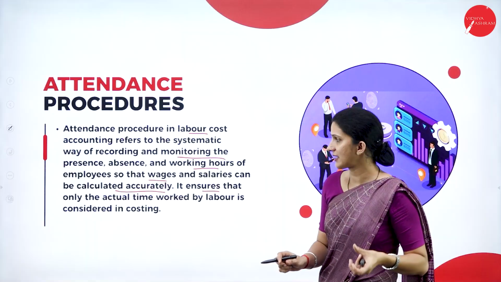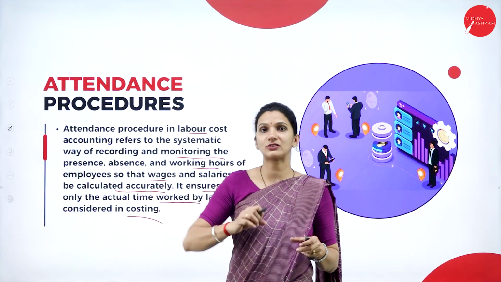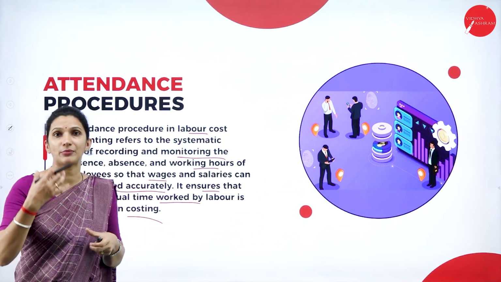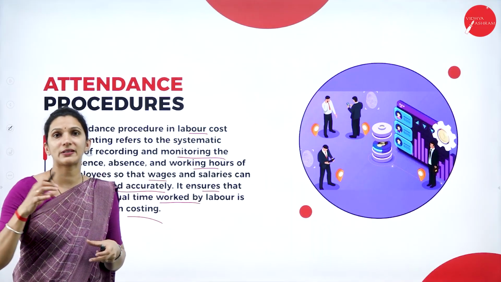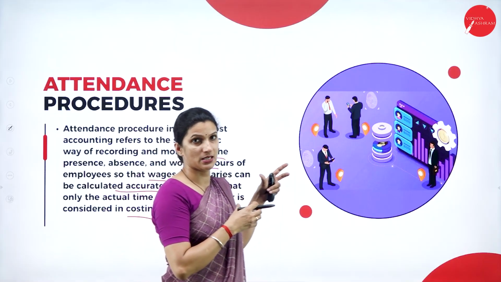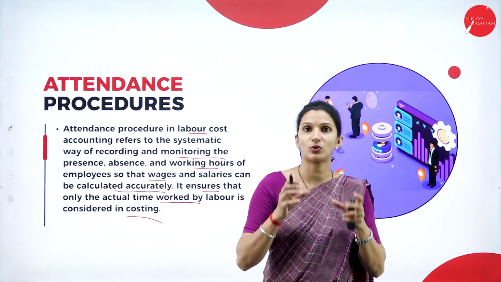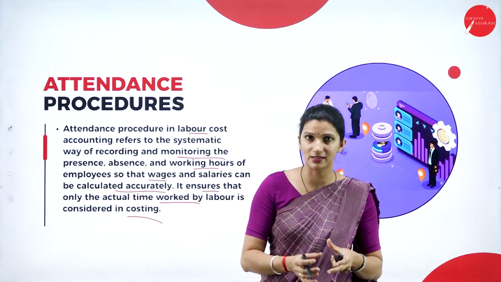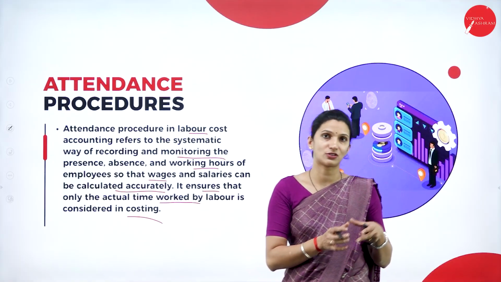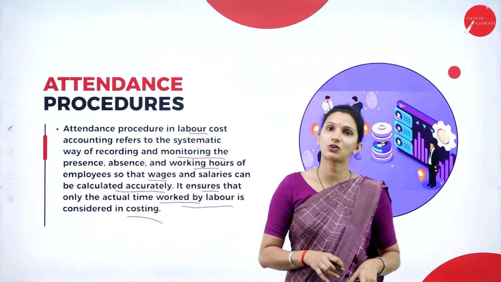It ensures that only the actual time worked by the labor is considered in costing. In the cost accounting department, the employee's actual working time will be considered while calculating the labor cost. Whether we use the time rate system or the piece rate system, it is based on the employees' exact working hours in a factory. Based on those working hours, the wages, salaries or remunerations will be paid to the workers.